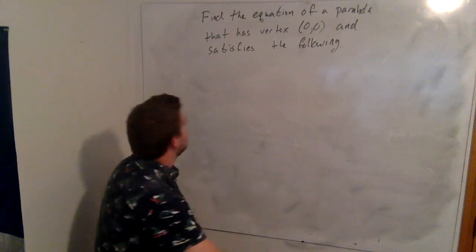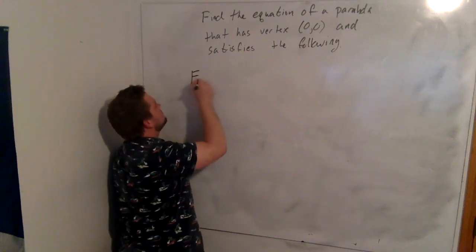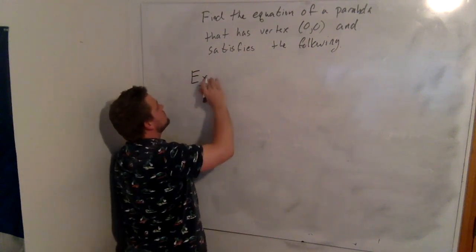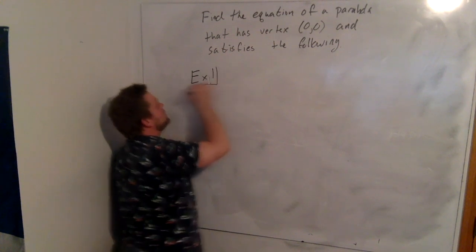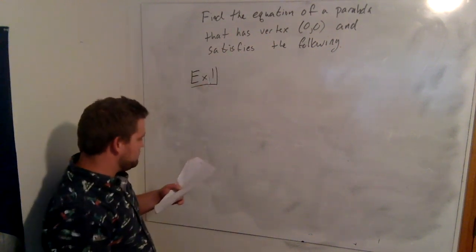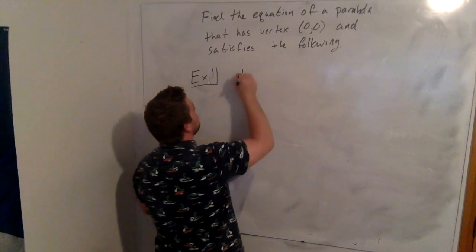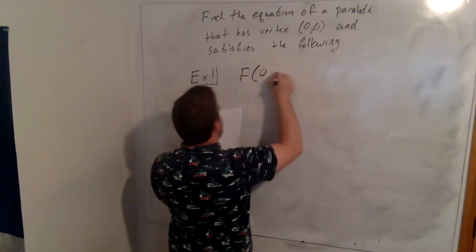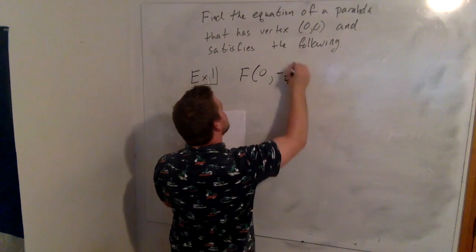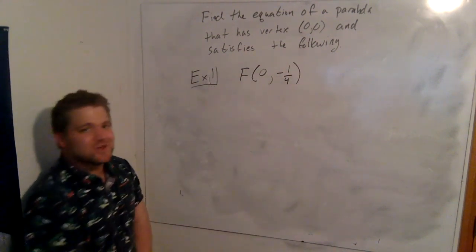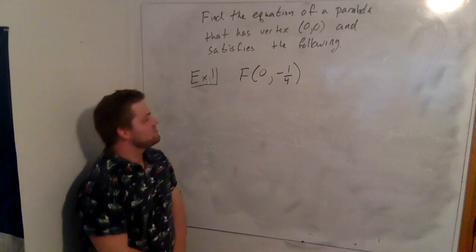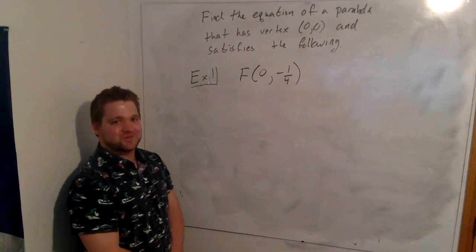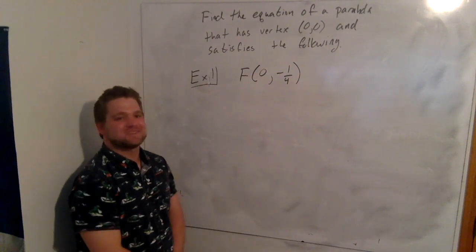Okay, so for example one, let's say we're given that the focus is at coordinates 0 and negative 1/4. Go ahead and pause the video and see if you can come up with the equation of a parabola with the vertex at 0, 0, and this is the coordinates of the focus.